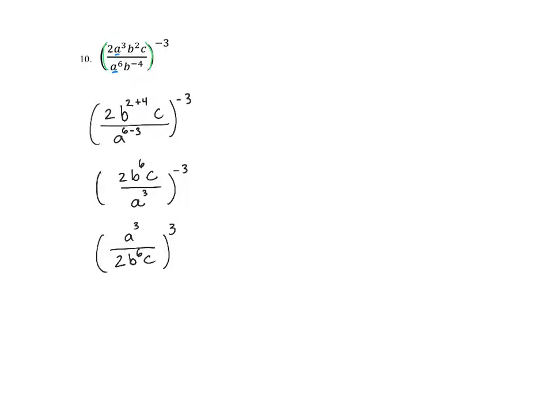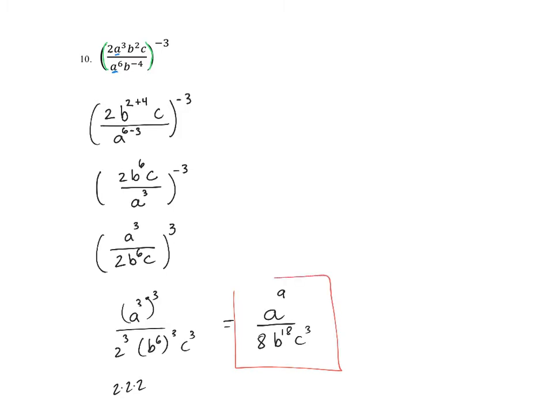And now I get to apply that cubing to everything. So it would be a cubed cubed, and then 2 cubed, b to the 6th cubed, and c cubed. So for my final answer, I get to multiply powers. Here that's the power property of exponents. So I would get a to the 9th. And then 2 cubed means 2 times 2 times 2, so that's 8. And then here I have b to the 6th to the 3rd power. I get to multiply those, so that's b to the 18th, c cubed. So there's my final answer. Done and done.